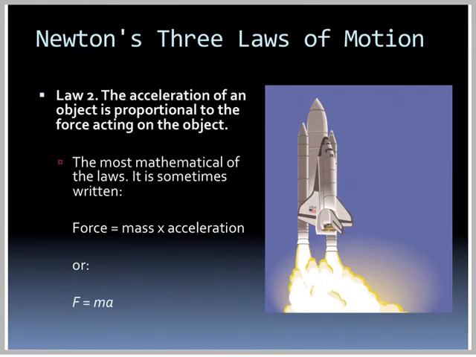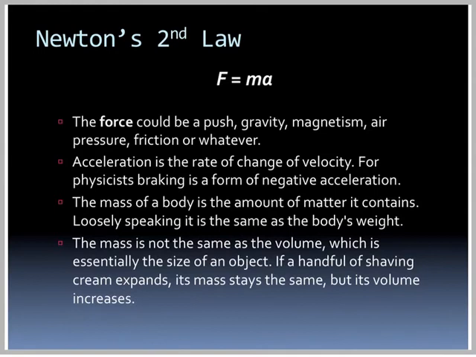Law 2 states the acceleration of an object is proportional to the force acting on the object. It's the most mathematical of the laws, and it's sometimes written as force is equal to mass times acceleration, or F equals ma. So the force here could be a push, it could be gravity, it could be magnetism, air pressure, friction, whatever. An acceleration is the rate of change of velocity. And for physicists, braking is a form of negative acceleration.